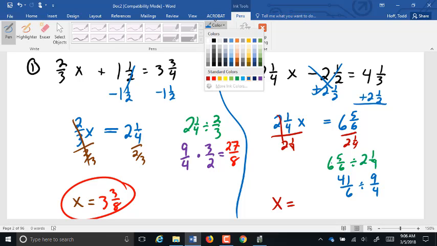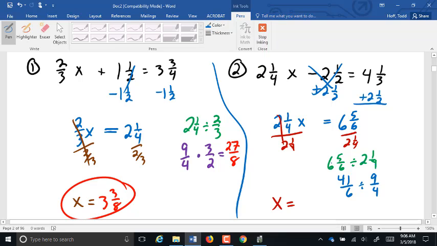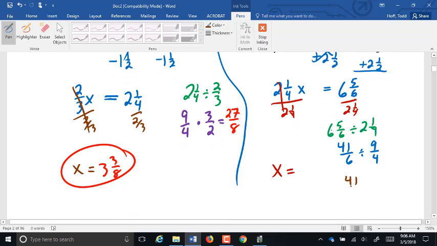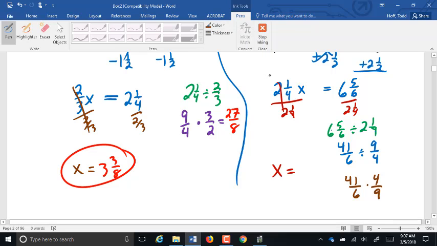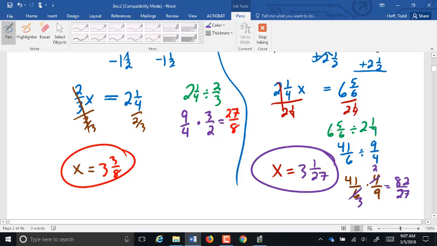Again, it would be tempting to cross cancel here, but we can't yet. We have to make this 41/6 times 4 over 9. This is where we would be able to cross cancel if anything did. Unfortunately, here that does not. Oh, you're right. 6 and 4 do. Both divide by 2 to give me 2 and 3. Good catch. 41 times 2 is 82. 3 times 9 is 27. 27 goes into 82 3 times with 1 left over. So x is 3 1/27.